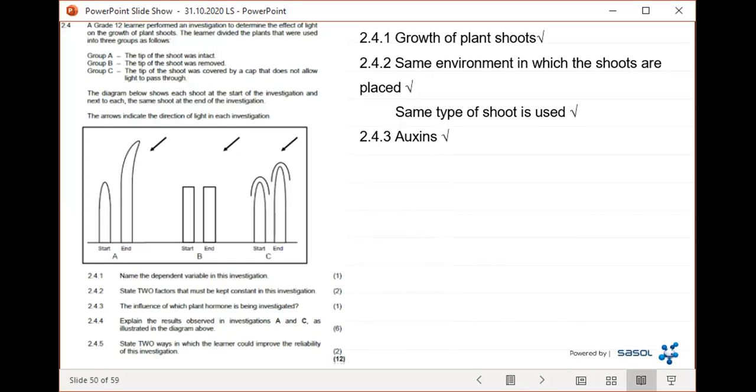Then question 2.4.4, explain the results observed in investigation A and C as illustrated in the diagram above. Okay, so we can start off with investigation A. So investigation A, the tip of the shoot was intact, right? And it started off in an upward growth, but then at the end of the investigation, it grew towards the stimulus, right? So we see that the stimulus came from this particular direction there, right?